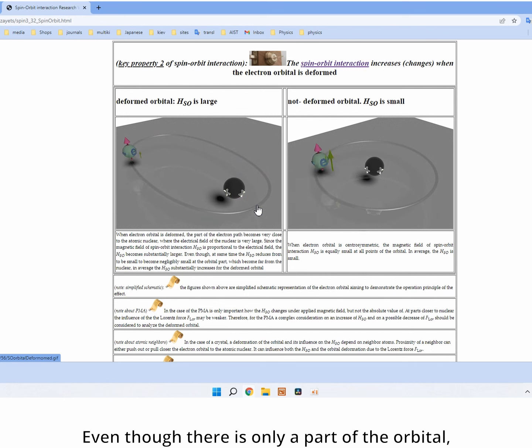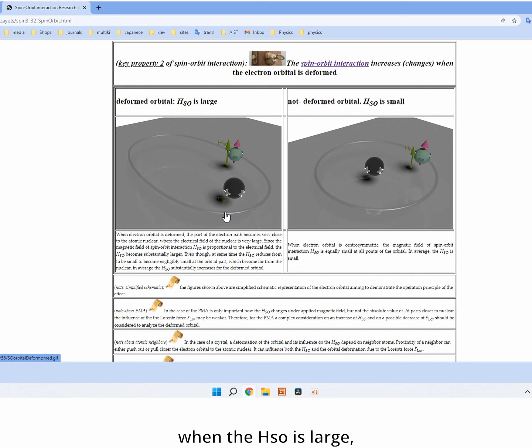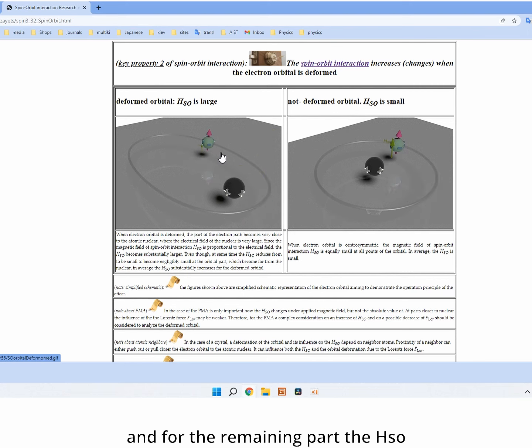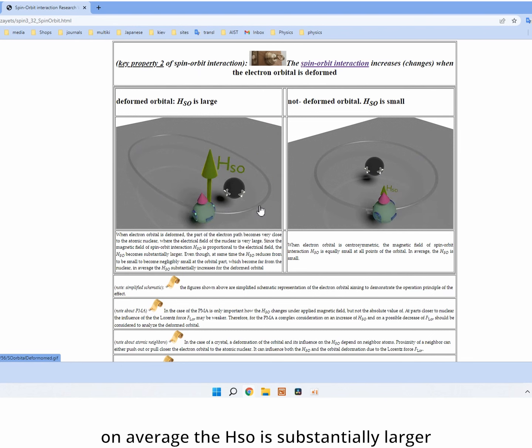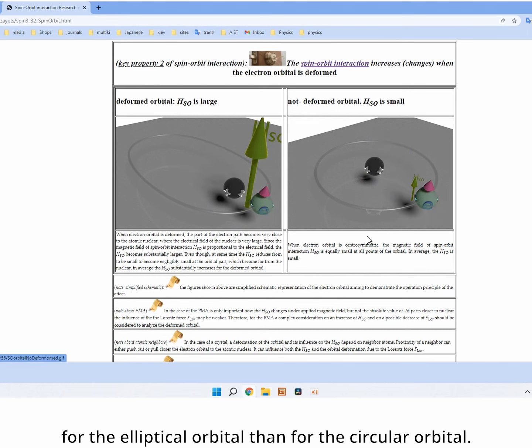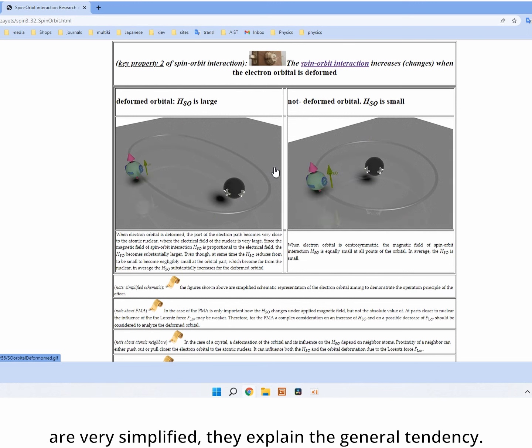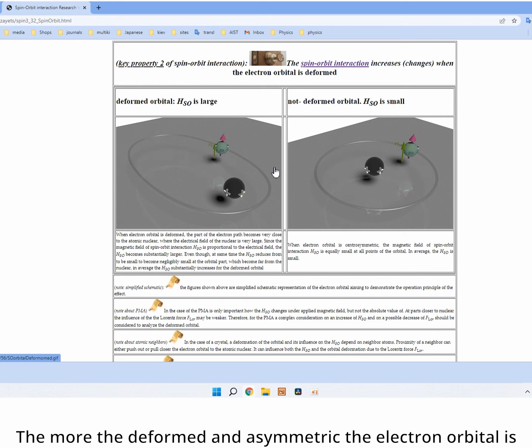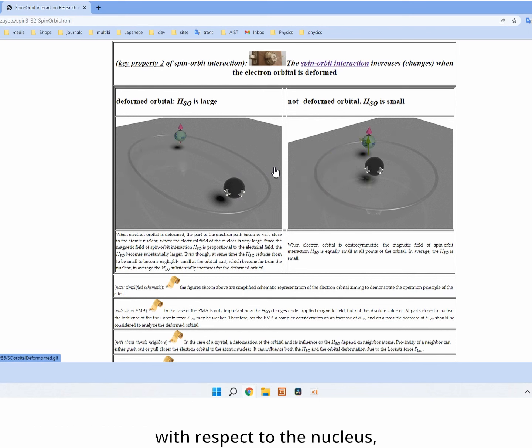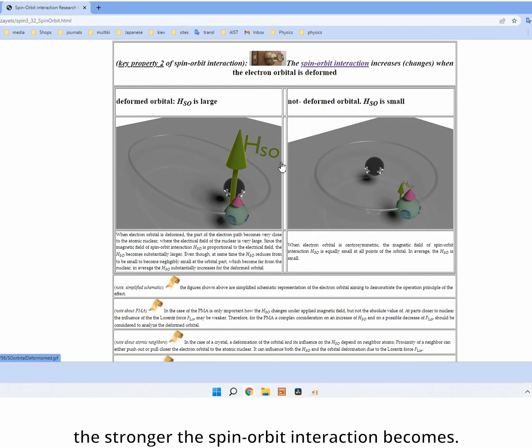Even so, there is only a part of the orbital where the HSO is large, and for the remaining parts the HSO is negligibly small. On average, the HSO is substantially larger for the elliptical orbital than for the circular orbital. Even so, these two pictures of orbitals are very simplified. They explain the general tendency: the more deformed and asymmetric the electron orbital is with respect to the nucleus, the stronger the spin-orbit interaction becomes.